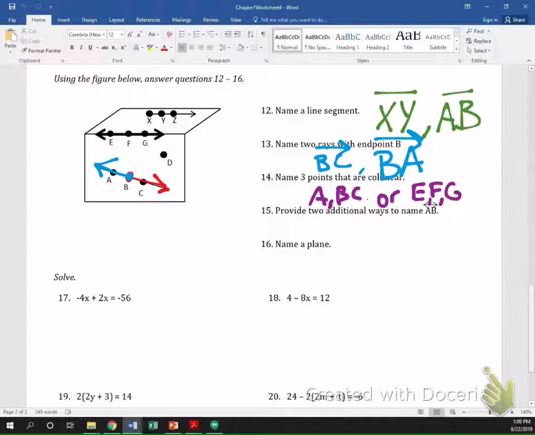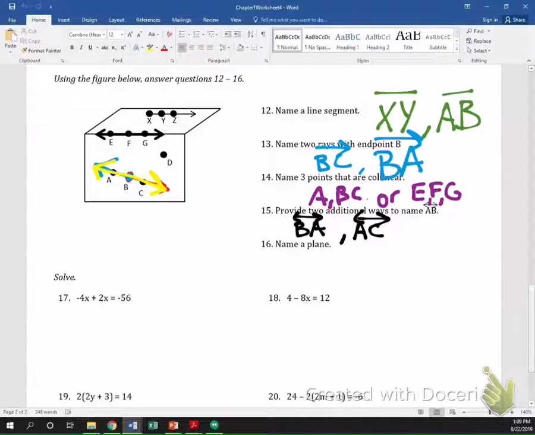Provide 2 additional names for line AB. I think everyone automatically goes line BA. That's fine. Okay? The other way to do it, does anyone know? Line AB. This one right here. Yeah, use the C. So you could go AC. That would work. You could use BC. That would work. You could use CB. You could use CA. Just any 2 letters on that line represents that same line. Okay?